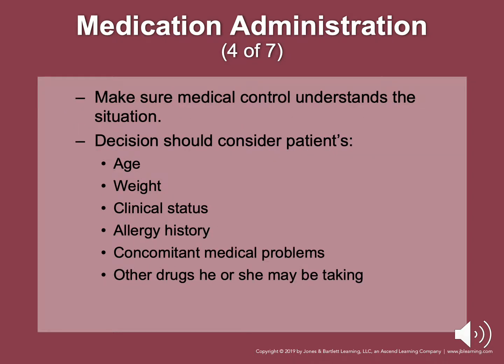All right, make sure your medical control understands the situation. Decisions you should consider are the patient's age, weight, clinical status, allergy history, comorbidity, as far as medical problems they may or may not have, and other drugs he or she may be taking. It's critical that you obtain and communicate complete, accurate information about the patient to the physician. So in this talk, a lot about online medical direction, if you have to call to get permission to give a medication, you need to have that whole assessment done before you call.